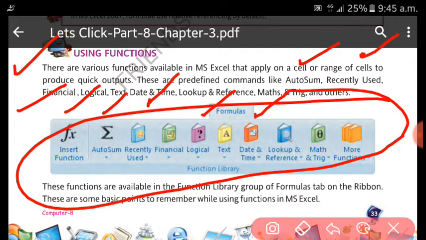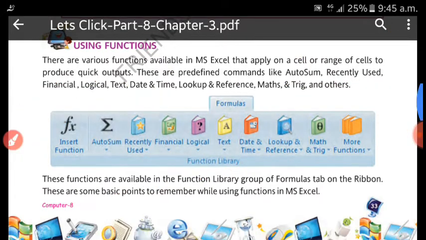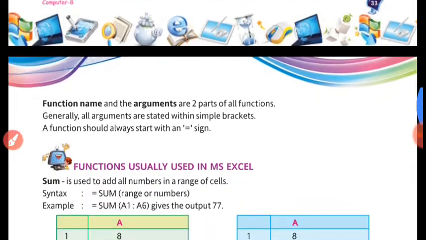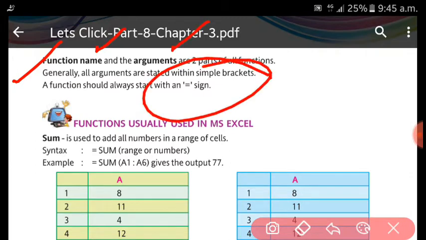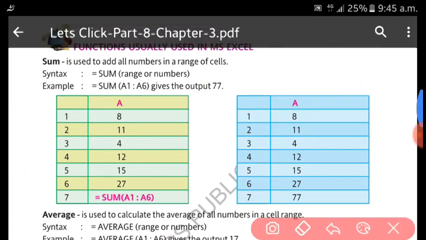Right, so we have to understand the basic formulae. So what are those basic formulae? Always remember there are two parts of a function whenever we apply a function: function name and arguments. And always remember it will start from the equal sign. Equal, then SUM, and in brackets we have to write the range, from which cell up to which cell we have to apply the formula.